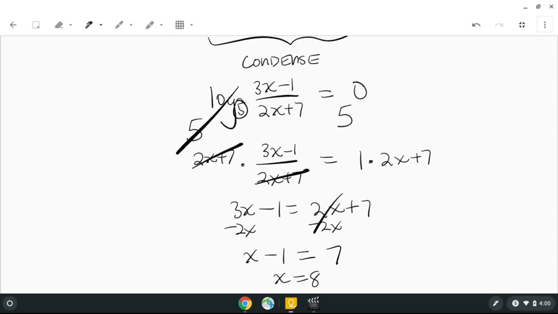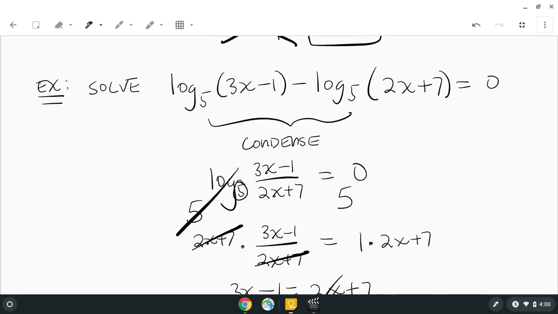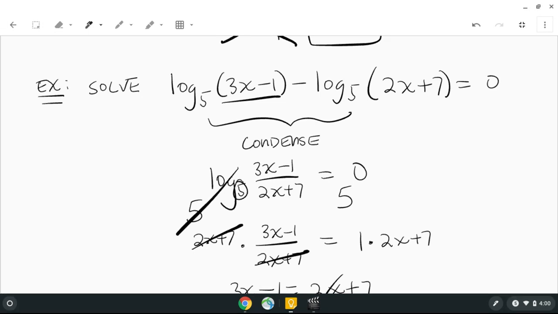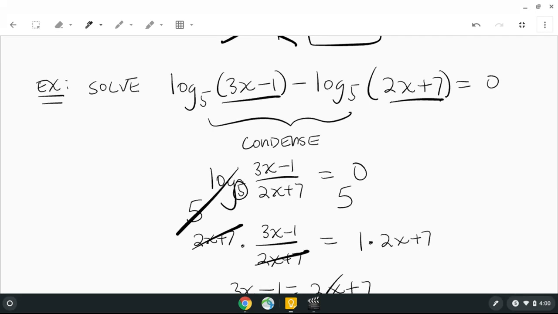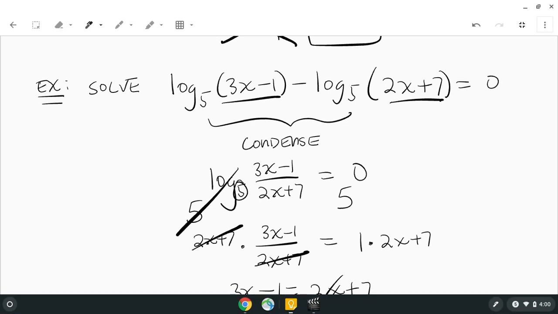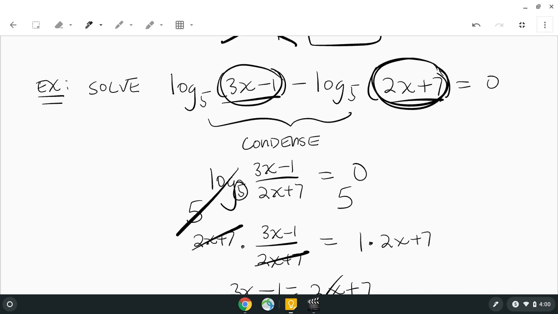x equals 8, so let's go and check that. Okay, so in here, 3 times 8 is 24, minus 1 is 23. So far, so good. In here, 3 times 8 is 24, plus 7 is going to be a positive number, so we're good. So again, we don't want to have a negative or zero result inside.